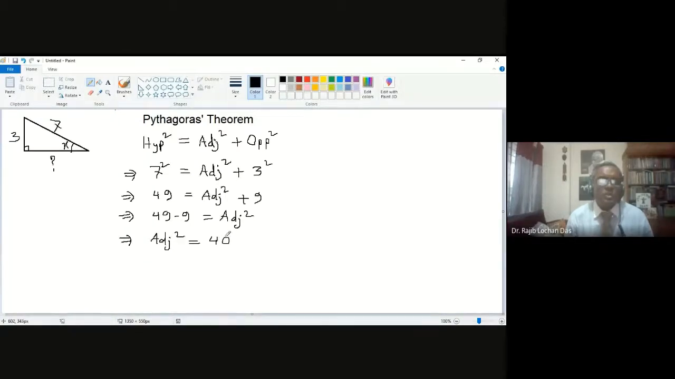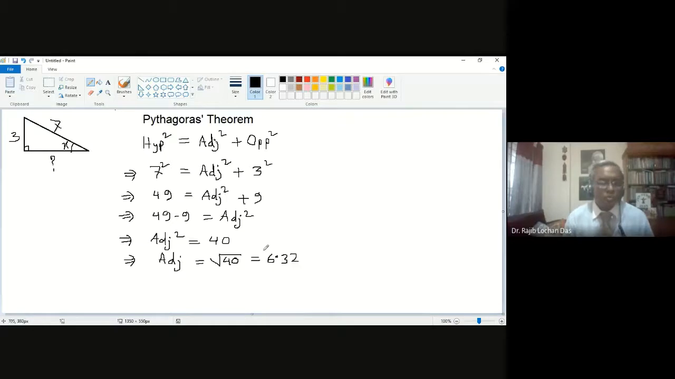So adjacent square is actually 40, which means adjacent will be root over 40. Root over 40 is a fractional number, it will be 6 point something. So what is the value? Maybe 6.32, 6.324. So this is the adjacent length.